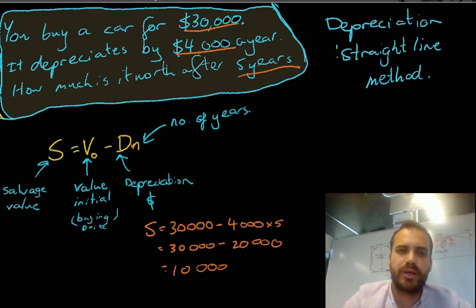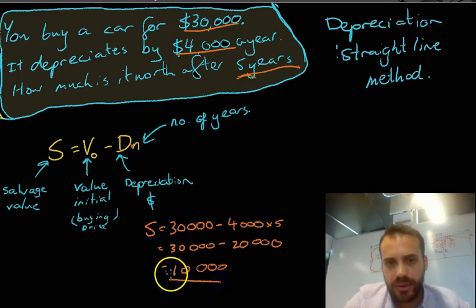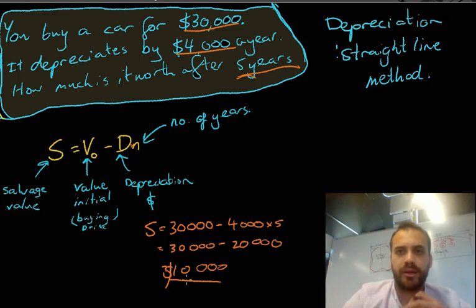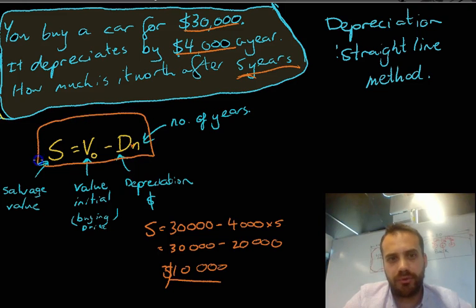So stop and think about what you're doing. You bought a car for $30,000. It depreciates by $4,000 a year. Therefore, after 5 years, you can sell it for 10,000 bucks. This is depreciation, the straight line method. It is by far the easiest method. It's one that you can probably figure out in your head, but you absolutely need to write this formula every single time. Cannot stress it enough.